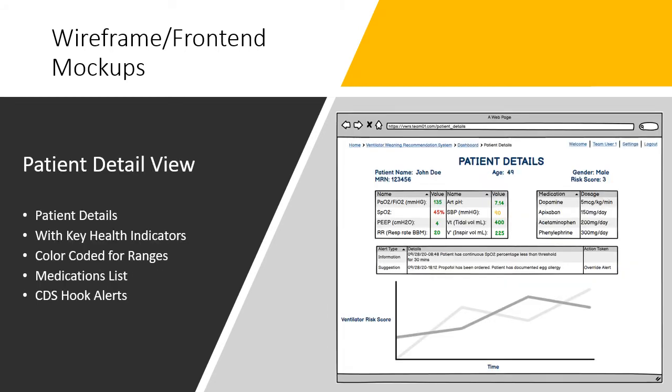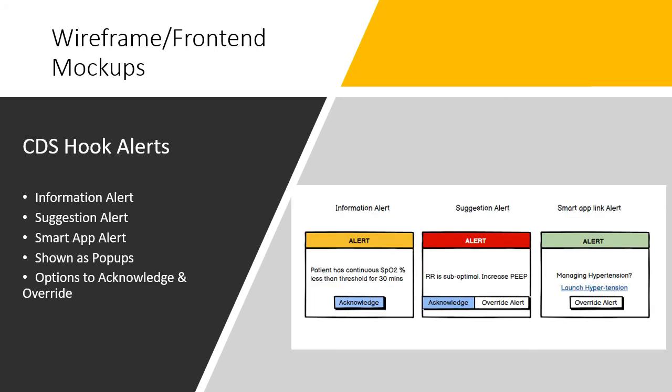The next key page in our wireframe mockups is the patient detail page. This page shows you the key health indicators about a patient. These health indicators will be color-coded to show whether the health indicator is falling in or outside of a particular range. The medications list will also be shown on this page, and another key section on this page will be the CDS hook alerts, and these alerts will allow a doctor to examine what actions need to be taken on those alerts.